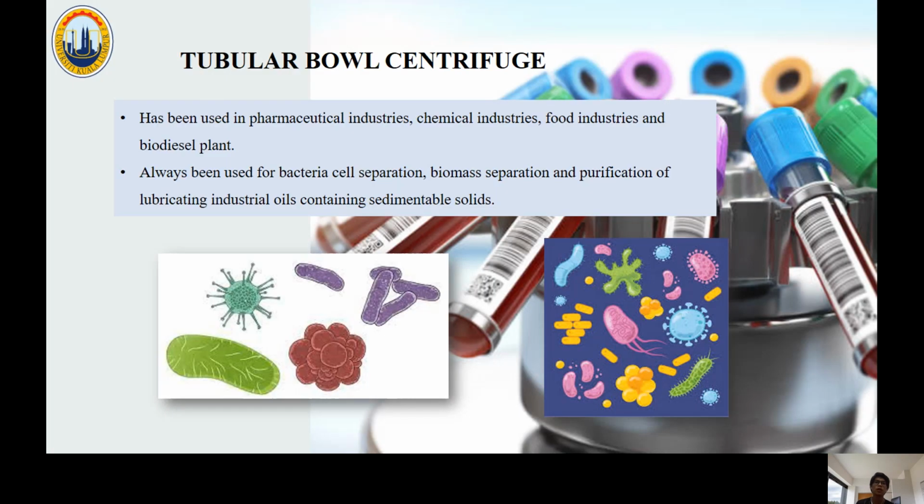Tubular bowl centrifuge has been used in pharmaceutical industries, chemical industries, food industries, and also in biodiesel plants. This type of centrifuge is always used for bacterial cell suppression, biomass suppression, and purification of lubricating oils containing sedimentable solids.